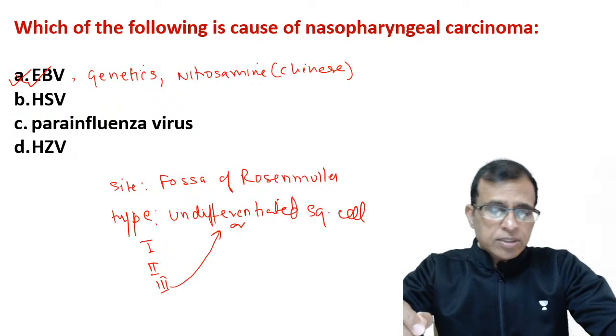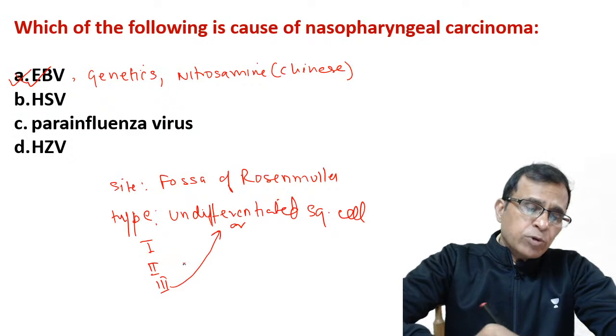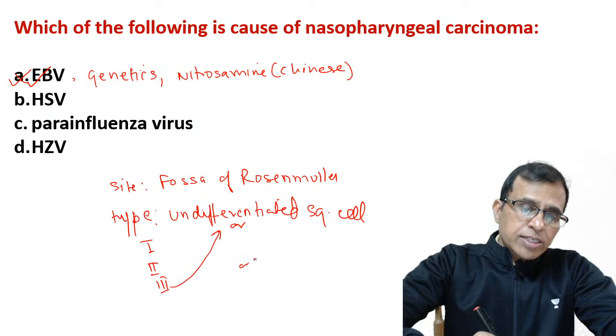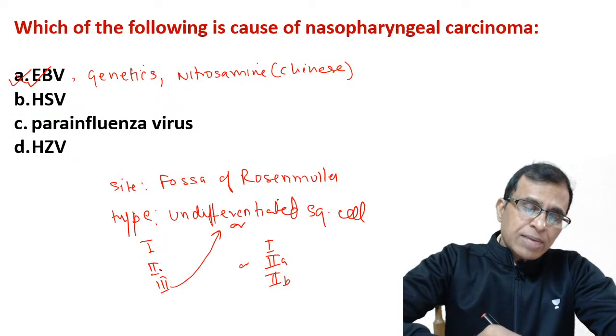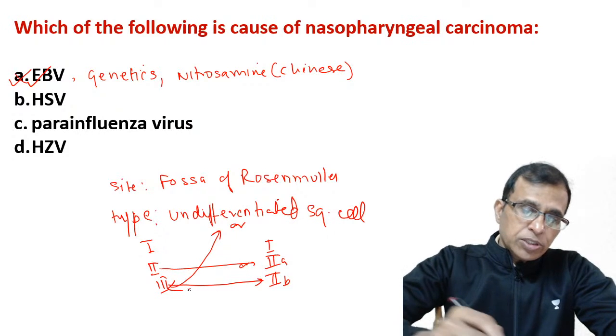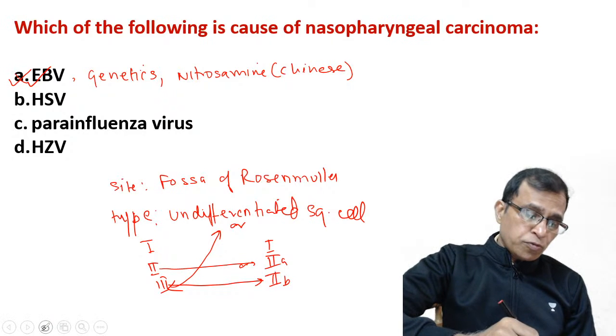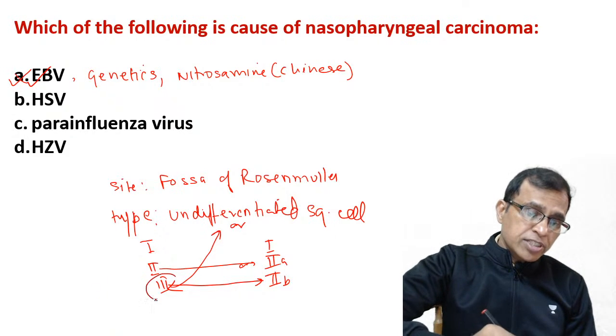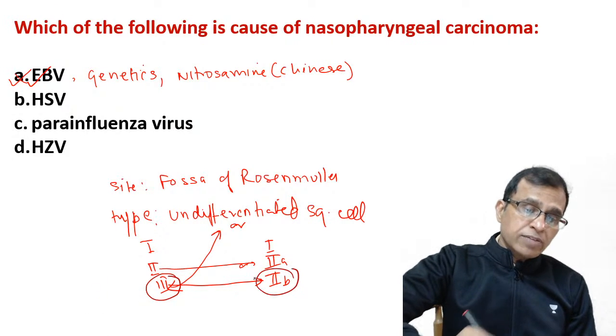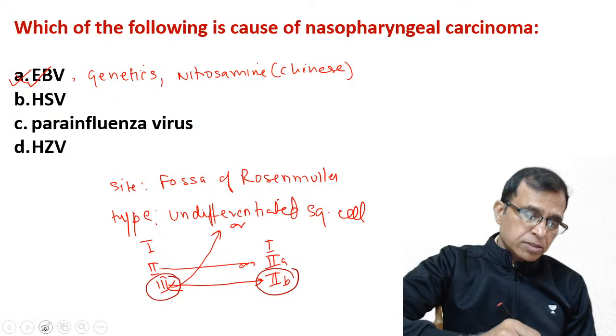There are two classifications. One classification says type 1, type 2, type 3. There is another classification which says type 1, type 2A, type 2B. So type 2A is same as 2, and these two are the same. So if they ask you which is the following type, then look for either type 3 or 2B. Both are correct answers for the most common type.